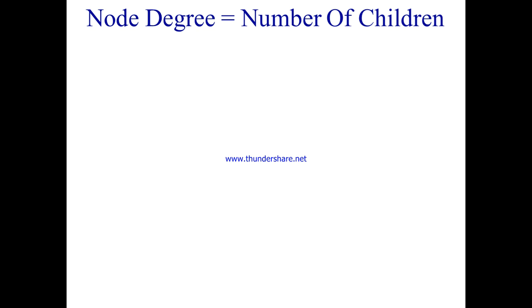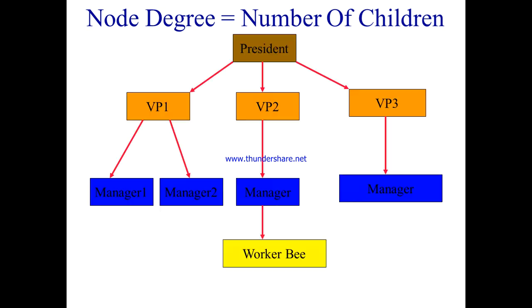Right? And also when you go to the tree, there is one more terminology, that is node degree. That means how many children that particular node has. Each node will have some children, right? How many children are there for that node, that is said to be node degree. If you take the president, there are 3 children, so the degree is 3. Next, VP1 has 2 children, so the degree is 2. Next, VP2, the degree is 1. VP3, the degree is again 1.